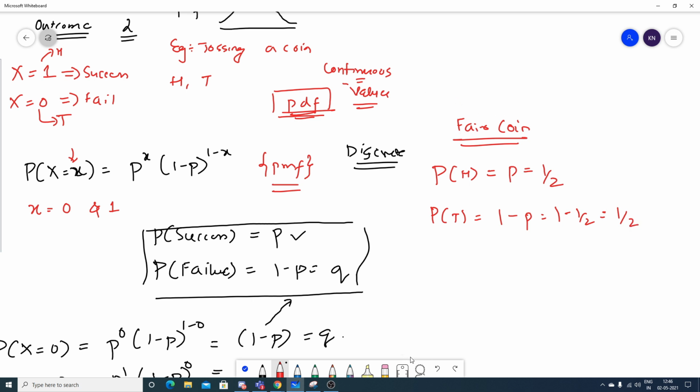Now suppose you do not have a fair coin, and the probability of head that you will be getting is 0.4, which is nothing but my p. Then in this case, my probability of tail will be 1 minus 0.4, which will be 0.6. And again, this can also be derived from this specific PMF. Pretty much simple, right?